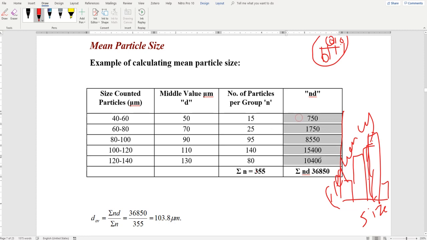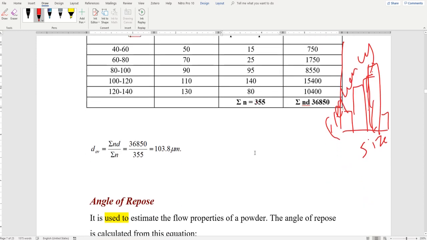Now get the total size of all these particles. What is the total size of all the particles, which are 355 particles? What's their total size? Total size is 36,850. Okay, this is the total size. Divide it by the number of particles. What do I get? I will get the mean particle size.